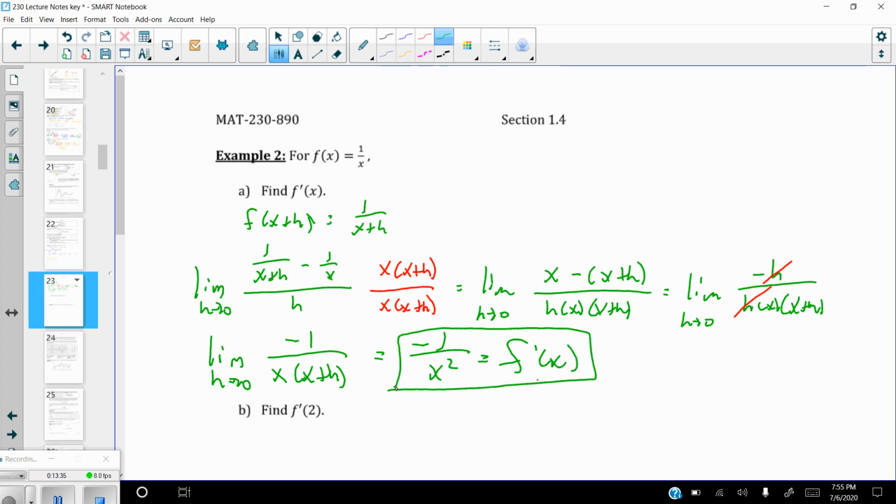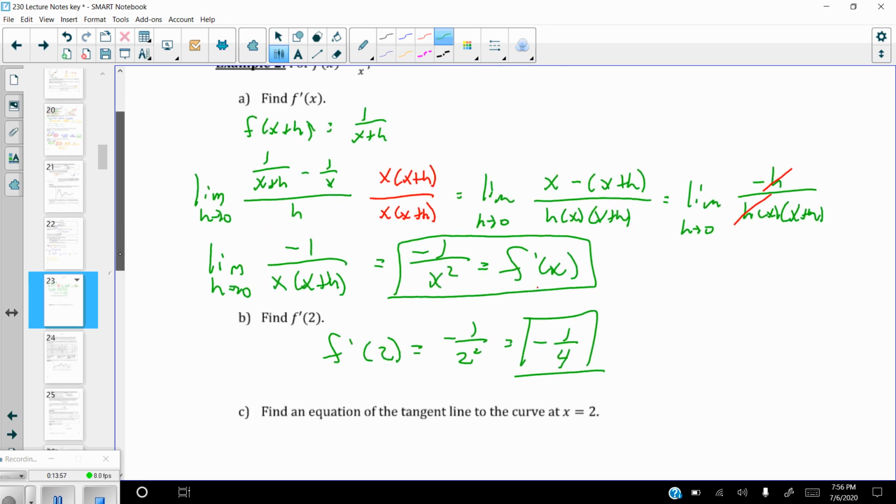And then it says we want to find f prime of 2. That's the easy part. Once we get the derivative, the easy part is evaluating it at a number. We're just going to plug the number in. So f prime of 2 is -1 over 2 squared, which is -1/4. Okay, that's f prime of 2.